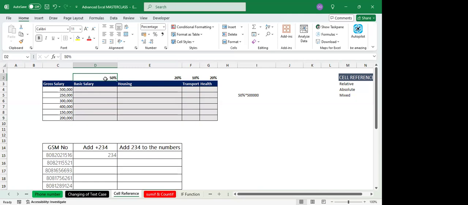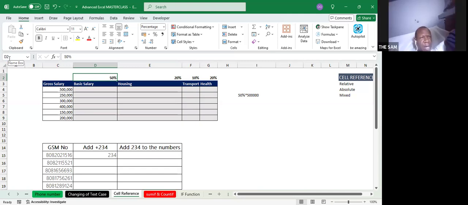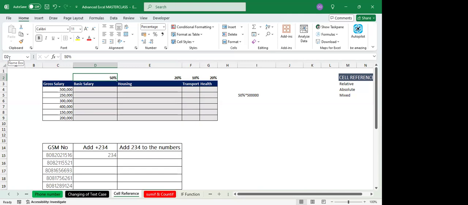Locking it to the row, and out of this number here, this D2, which one of these, D and 2, represents the row? That is 2, right? D is for column, and 2 is for row, right? So I am going to introduce the dollar sign that is meant to lock it. I'm going to introduce it behind what I want to lock. Behind means at the back.